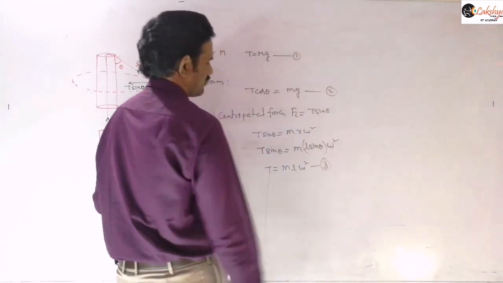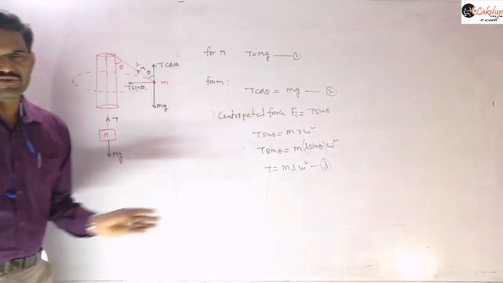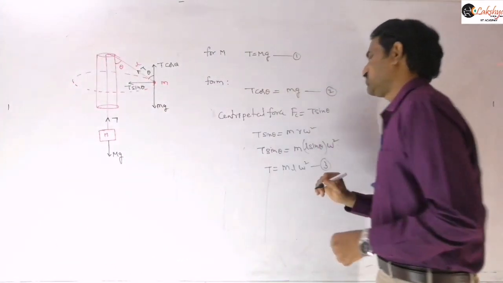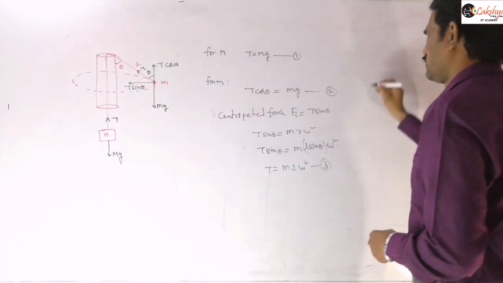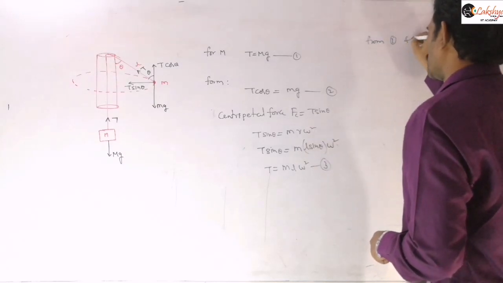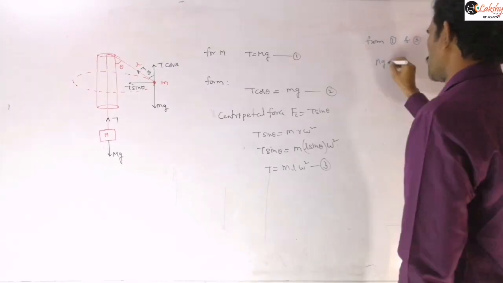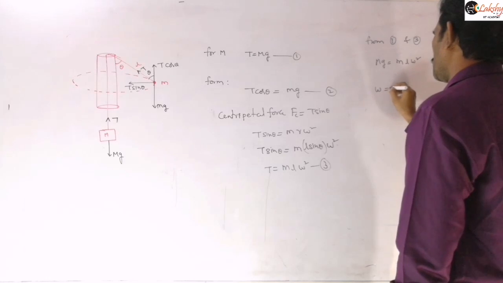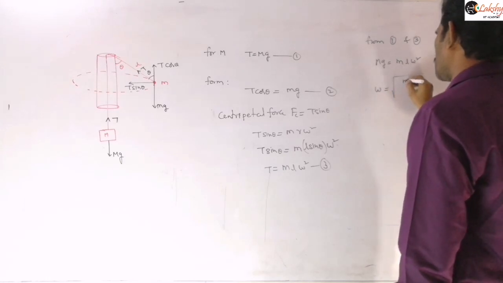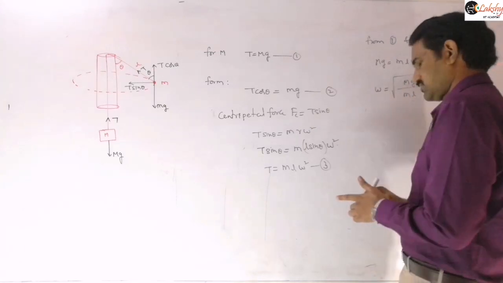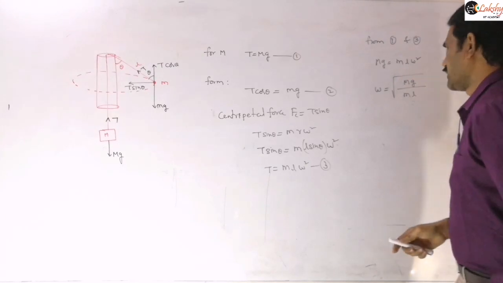This is equation 3. Now you can directly take equation 1 and equation 3, so we can substitute the omega value and T value here. From equation 1 and equation 3, Mg is equal to m L omega square. Therefore we can write the omega value as capital Mg by small m into L. So that is our omega value.